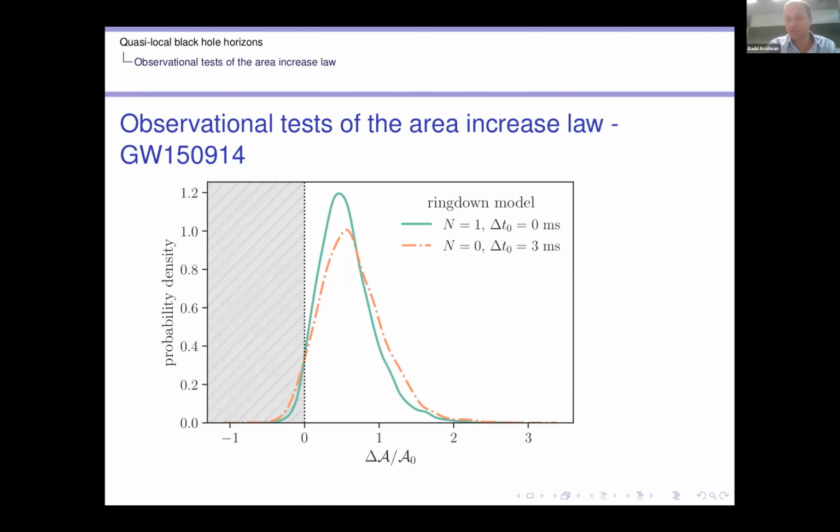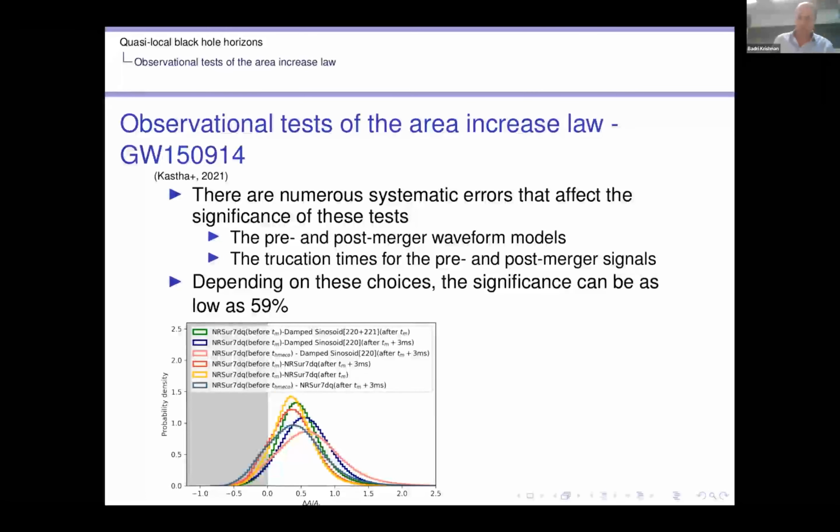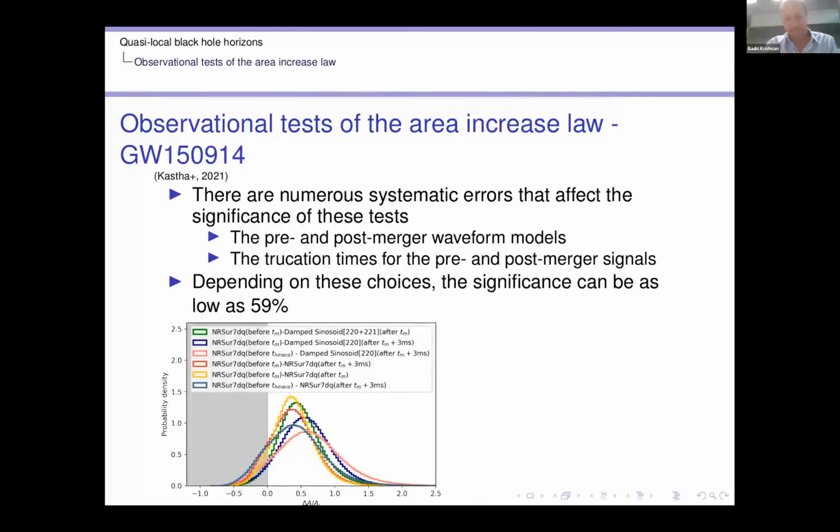But again, this does not detract from the fact that these kinds of tests will become more and more sensitive, and hopefully you will really get a very accurate confirmation or disproof of this law in the next years. Okay, so that was the observational part. Now we'll go to the theoretical side, and I'll talk about how we formulate the area increase law quasi-locally.